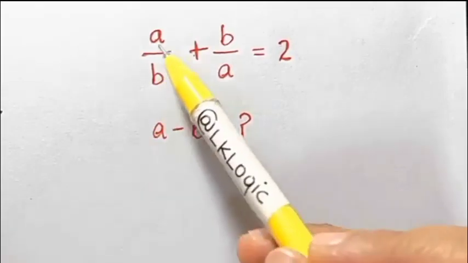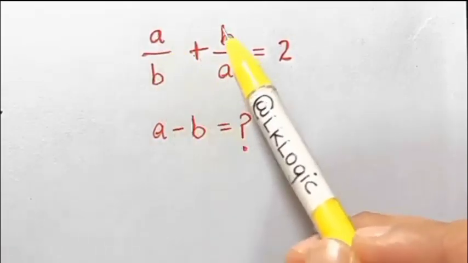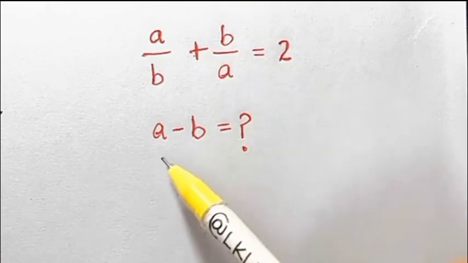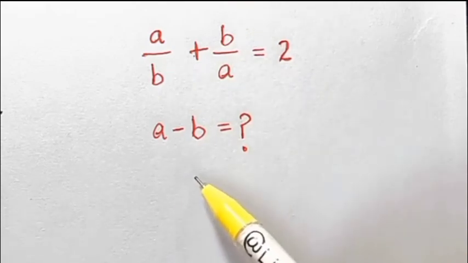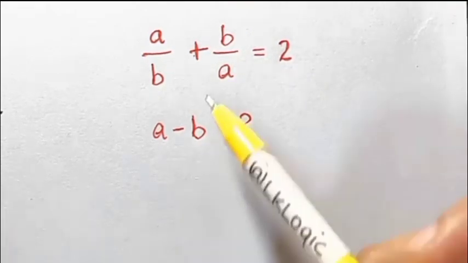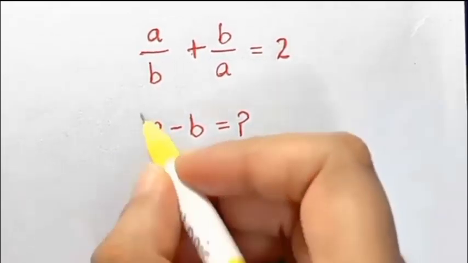I have a nice problem which says a over b plus b over a equals 2. What is the value of a minus b? So what do you think? How can we solve this? First of all, let me write it down.